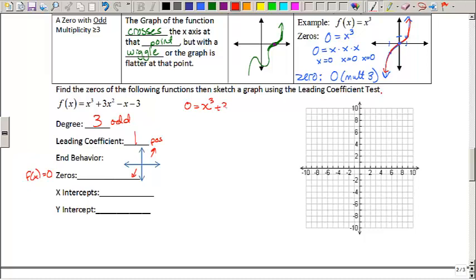And I'm getting 0 equals x cubed plus 3x squared minus x minus 3. The only way we know how to solve this now is to factor it. All of the problems in this section will factor quite nicely for you, or they'll already be factored for you.